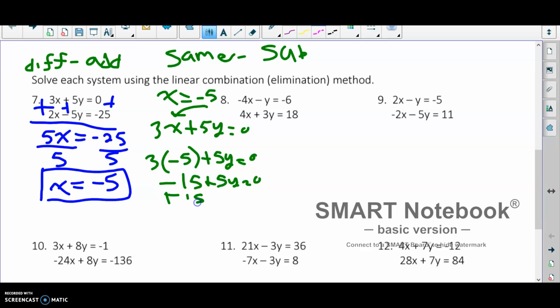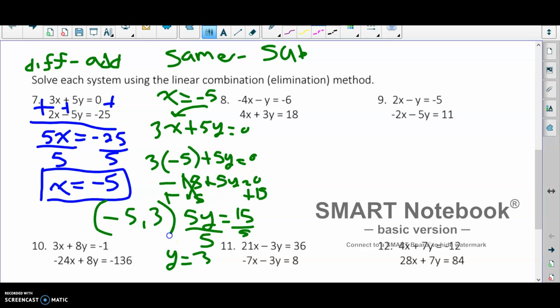I'll add 15 to both sides. So I have 5y. 0 plus 15 is just 15. Divide by 5. Y equals 3. So my answer would be negative 5, comma 3. Okay, so that's how we do elimination. Remember, different signs we add, same sign we subtract. We have to look for the same coefficients.